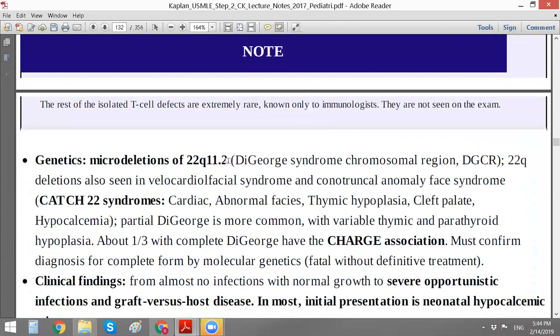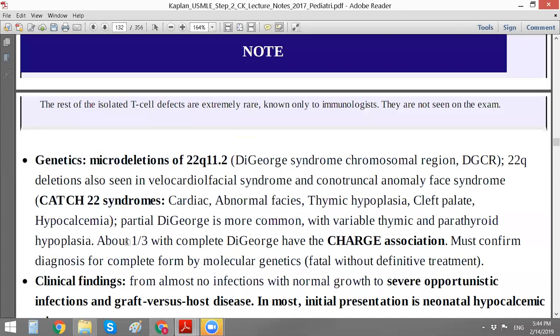Genetics: microdeletion of 22q11 in DiGeorge syndrome, a chromosomal region. The 22q deletion is also seen in velocardiofacial syndrome and conotruncal anomaly face syndrome. CATCH 22: C is cardiac, A is abnormal facies, T is for thymus hypoplasia or aplasia, C is for cleft palate, and H is hypocalcemia. Cleft palate, this one was cardiac. Partial DiGeorge is more common, with variable thymus and parathyroid hypoplasia.